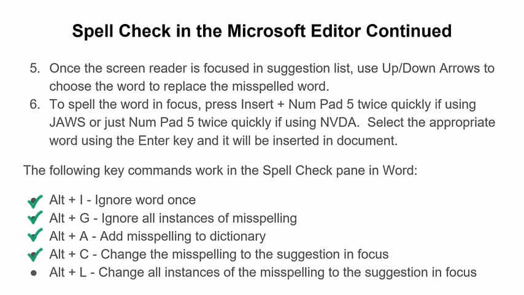Alt plus C will change the misspelling to the suggestion in focus. So it'll take that suggestion that's in focus that your screen reader just told you, and pressing that Alt-C will insert that in place of the misspelled word. Alt-L will change all instances of the misspelling to the suggestion in focus. So if you have misspelled one word multiple times incorrectly in the same document and you know it, you can press Alt-L to change all of those to the suggested change that's currently in focus.